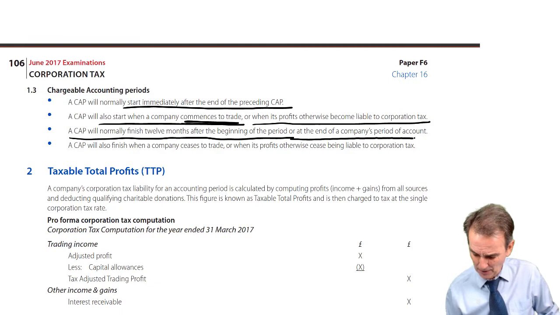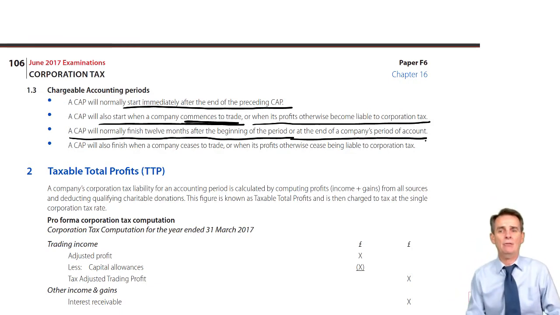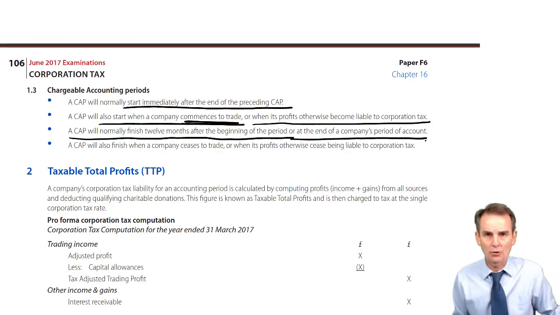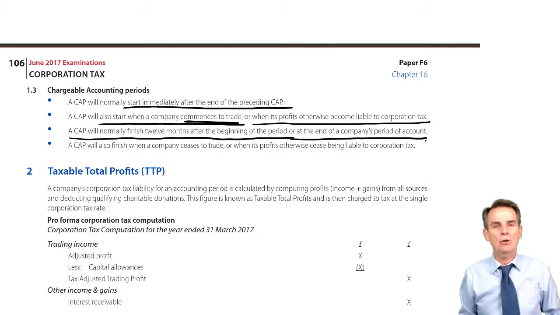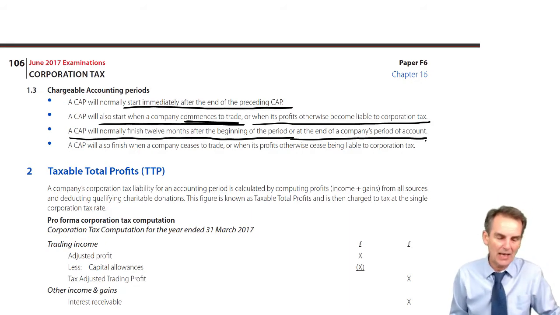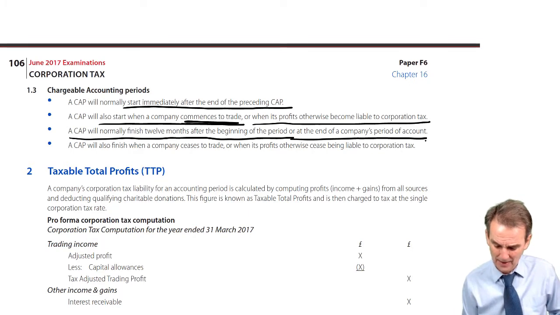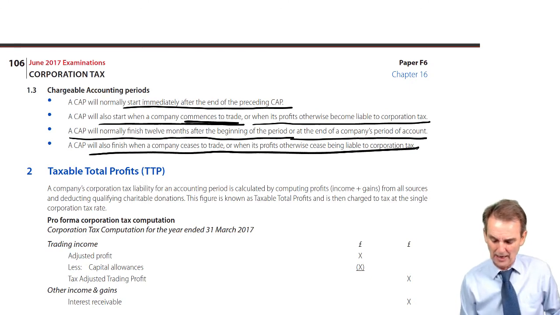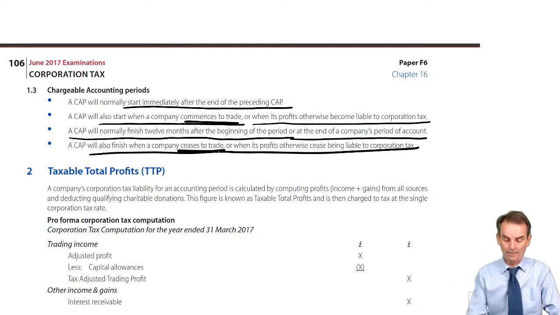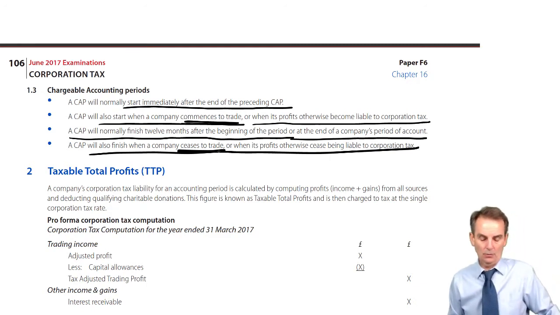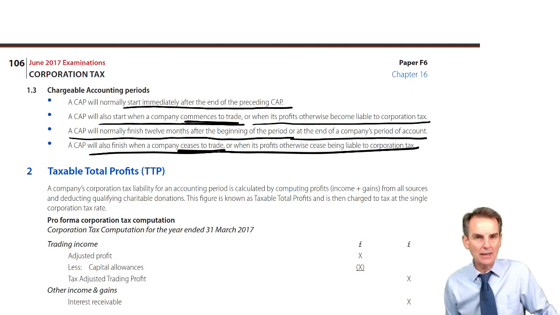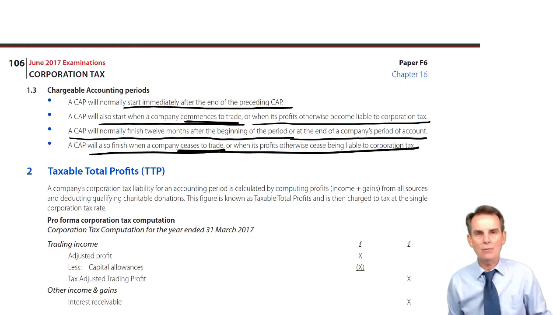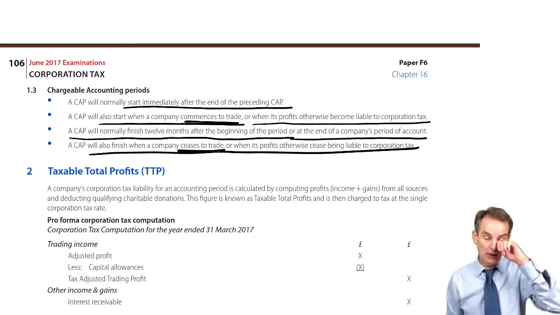Or it finishes at the end of the company's period of account. If you have a short period of account, then you prepare the accounts to that date. The chargeable accounting period will be for that short period. It'll be the same as the period of account. It will also finish when a company ceases to trade, or when its profits otherwise cease being liable to corporation tax. Again, for us, it's cessation of trading. So we now know, therefore, the three basic definitions and for what periods we must prepare the corporate tax computation.